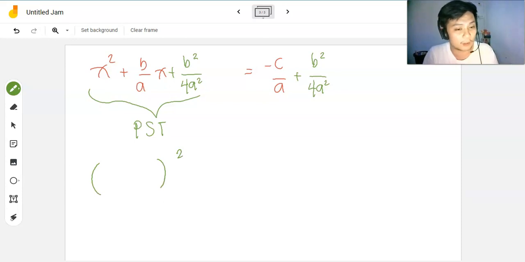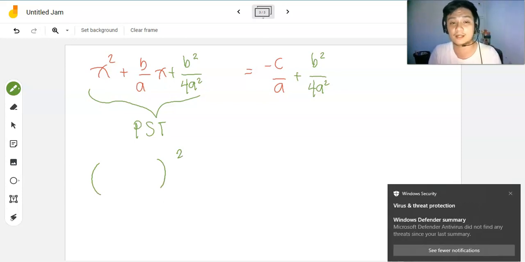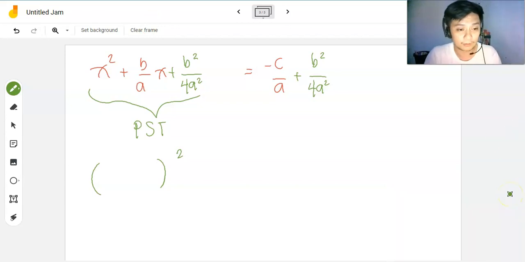So, what is this binomial we have to write inside the parentheses? So, the first term in the binomial should be the square root of x squared, which is x. The last term should be the square root of the constant term here, or the last term.